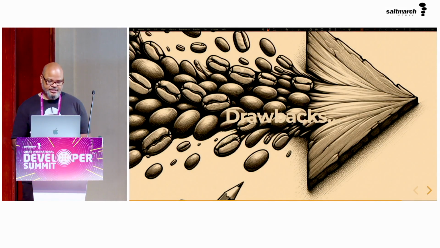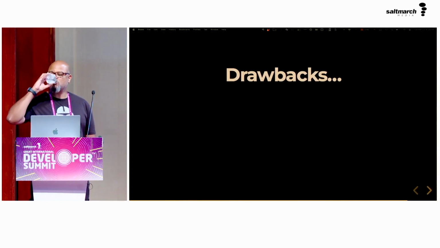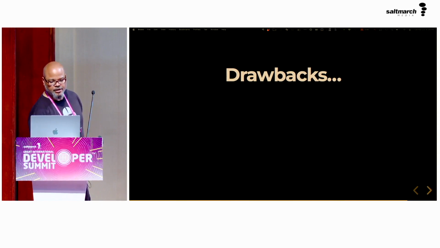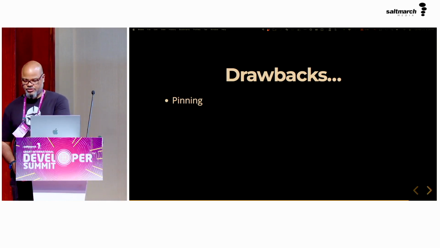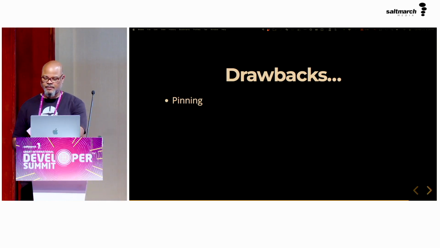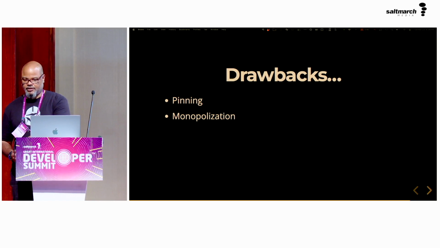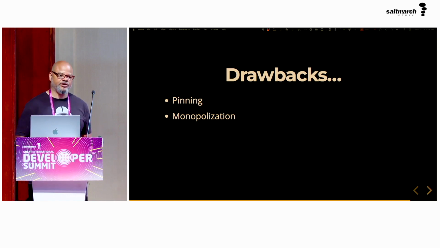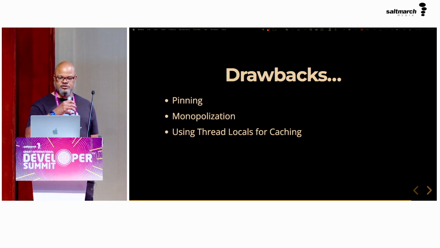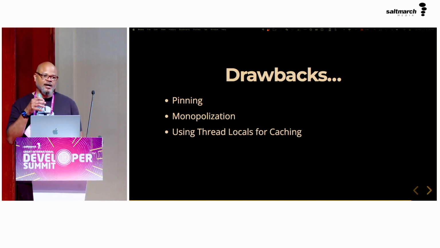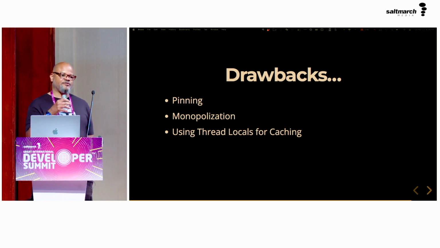Okay, so nothing is perfect. So what are the drawbacks? We talked about a few of them, right? One is pinning, which can happen if you use a synchronized block or native calls. We talked about monopolization, which can happen if your virtual thread is consuming a platform thread for a long amount of time. We talked about using thread locals for caching, which can be a problem because, remember, there can be thousands and thousands of virtual threads. So caching is going to be prohibitive in some cases. So those are things you need to worry about if you're writing code.